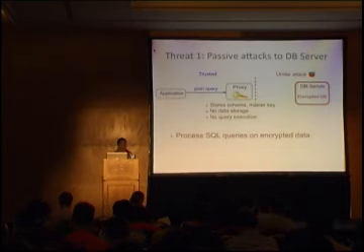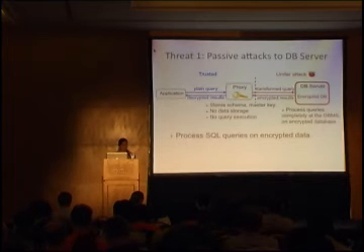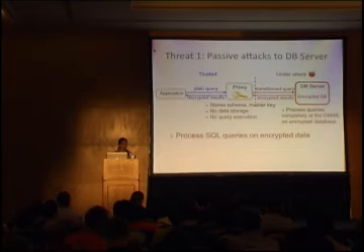When the application issues a query to the database server, the proxy intercepts it and transforms it by performing some encryption and rewriting, and sends it to the database server. The server processes the query on the encrypted database, returns the encrypted results to the proxy, which decrypts them and sends them back to the application. So note that the proxy performs no query execution. The queries run completely at the database server.